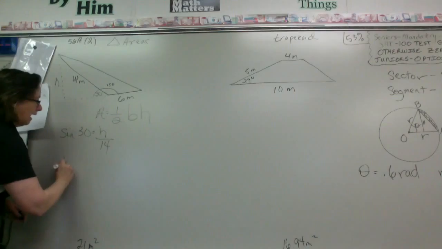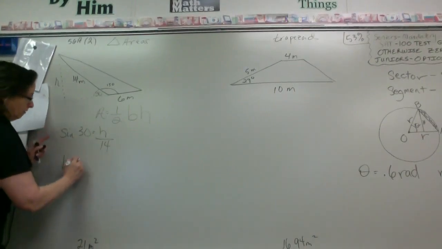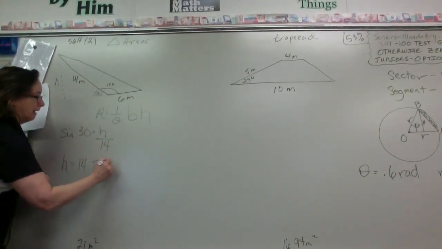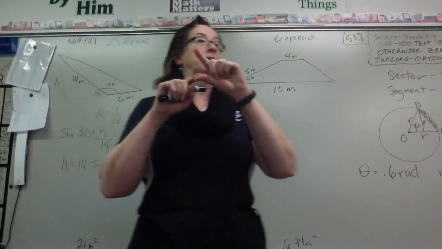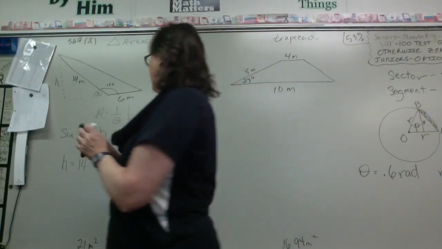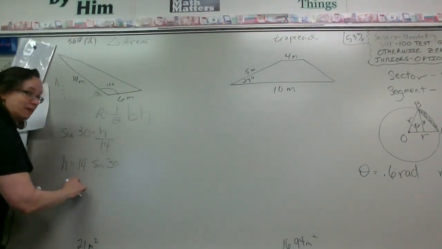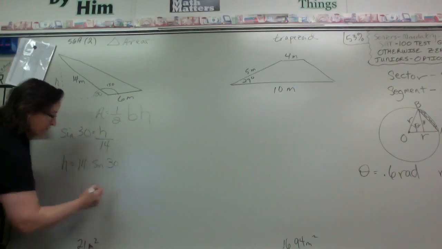So then our height has got to be what? 14 sine of 30. Now sine of 30 is one that we should know, right? Our sine of 30 is what? 1/2. It's 1/2, okay? So we've got 1/2 of 14, so the height is 7.